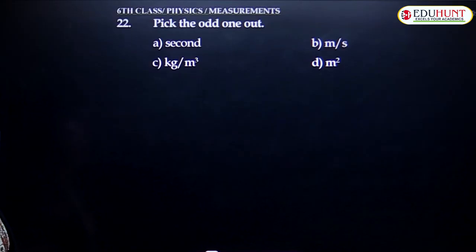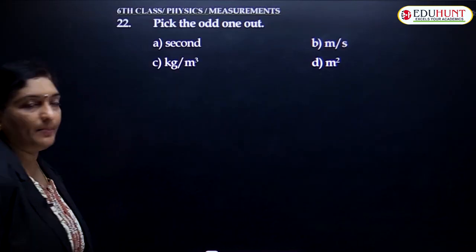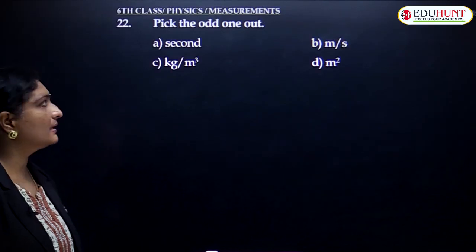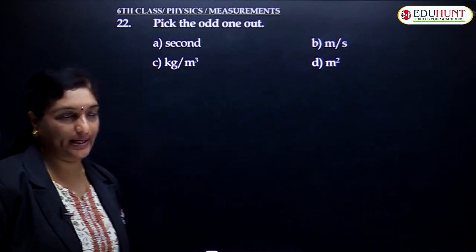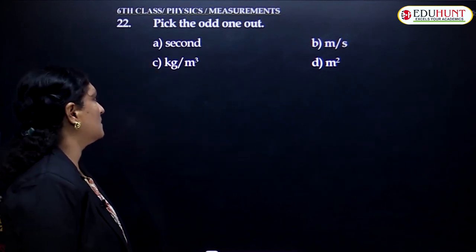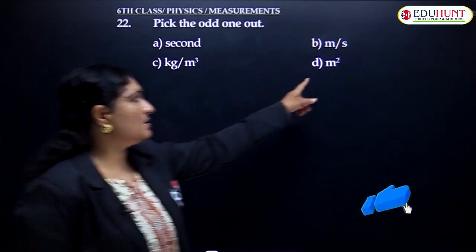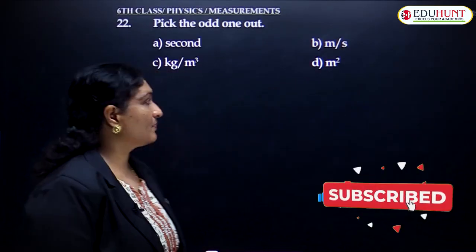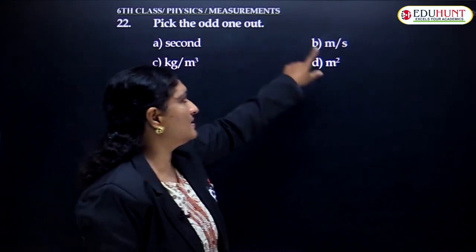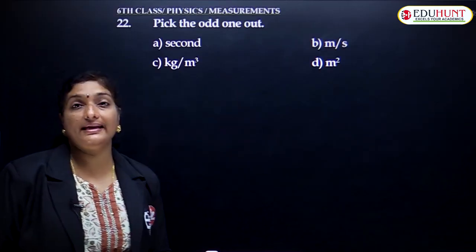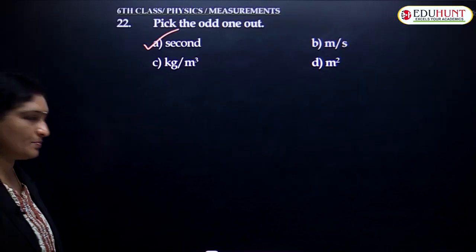Next, pick the odd one out. Here children, if you observe this, second is the fundamental unit used for measuring time, whereas meter per second is the derived unit used for measuring speed, kilogram per meter cube is used for measuring density, mass by volume, and meter square is the unit used for area. Here, the second is the unit used for fundamental quantities, whereas the rest 3 are units used for derived quantities. Hence, the odd one among them is the first option.